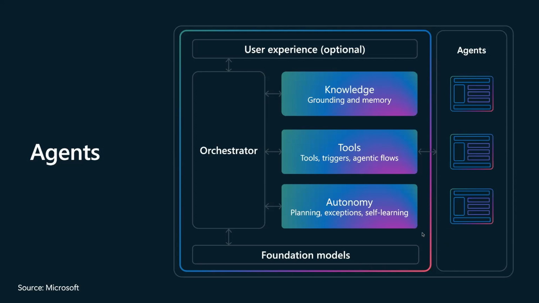So autonomy. Not all agents need full autonomy, but in this case, you give the agent the ability to act, to plan, to implement the steps based on your instructions.